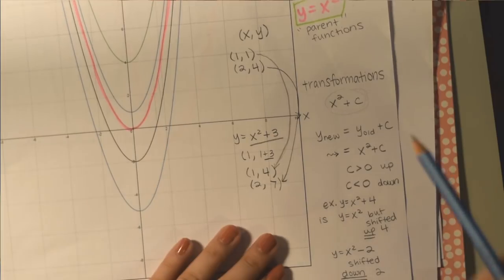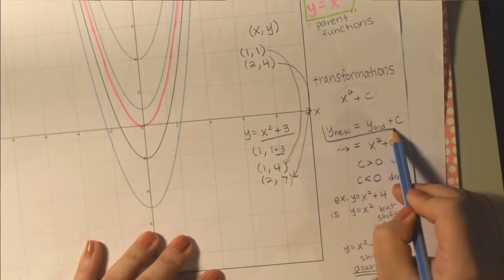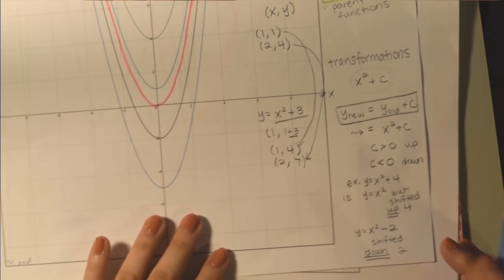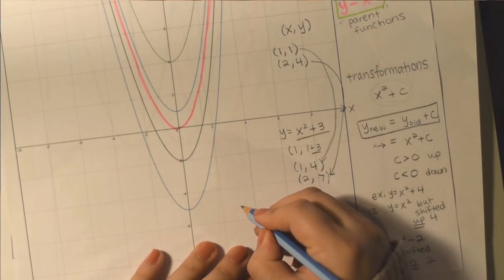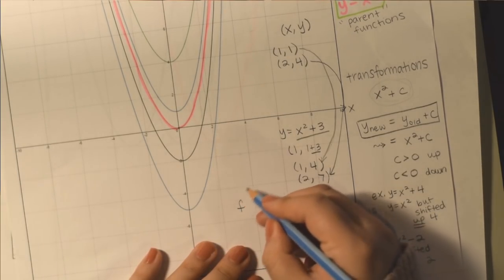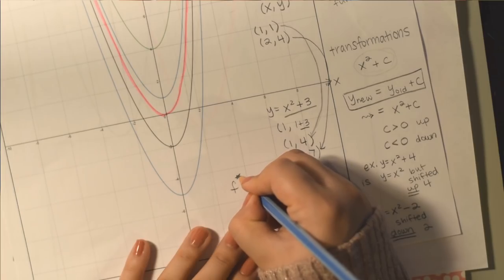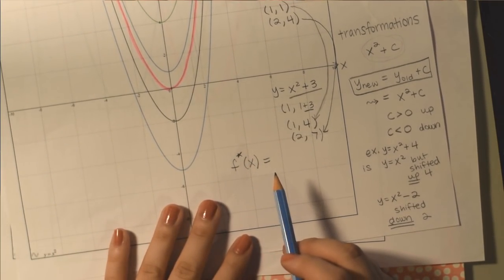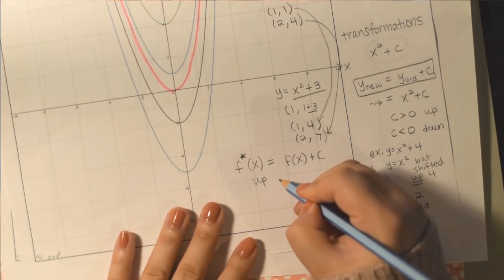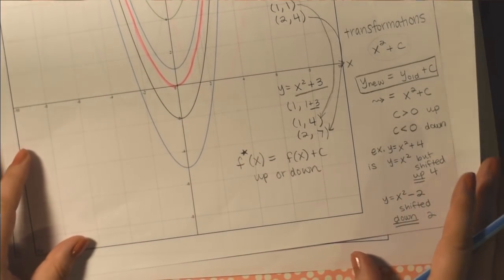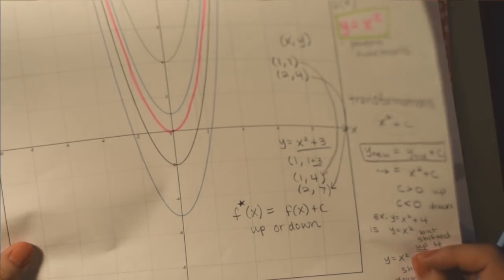Okay, so the first one is, so I'll generalize the x squared plus c. You can do it like this. The y new is y old plus c. You can write that also. Remember, y is a function of x, so sometimes it's written like that, and sometimes you'll see f of x equals, well, okay, so I'm going to put f star, because if I do an f prime, people might think that's the derivative. So f star is like the new transformed one, and f of x plus c. So this is about up or down. Okay? Coolio. Alright, so this is a bunch of ups and downs. So, good job.